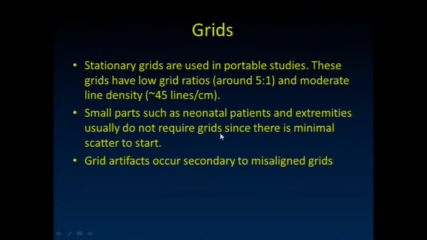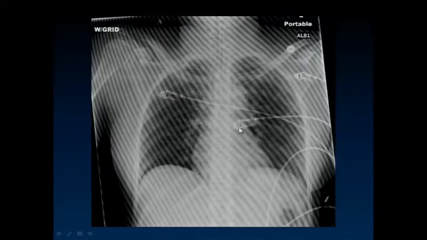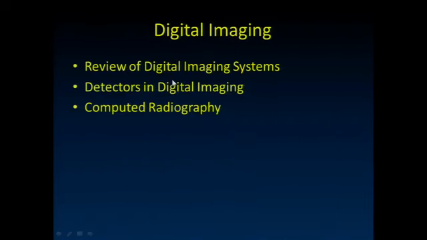We already mentioned that small parts and neonatal patients don't require grids because there's minimal scatter to start with. We certainly don't want to put a grid in there, right? It'll be increased dose that we'll need, when we didn't need the grid in the first place. And then here's one of those misaligned grids that you'll see sometimes. This one's really prominent. Sometimes they don't stand out quite that prominently.